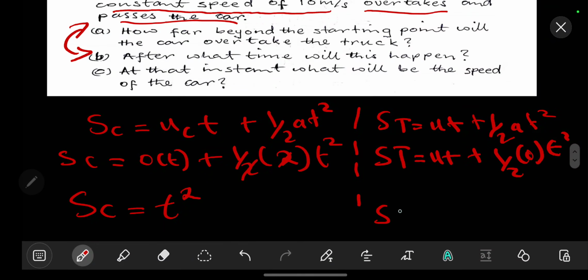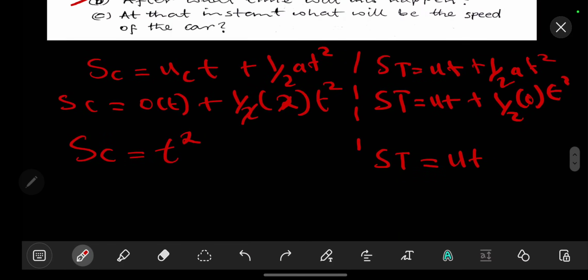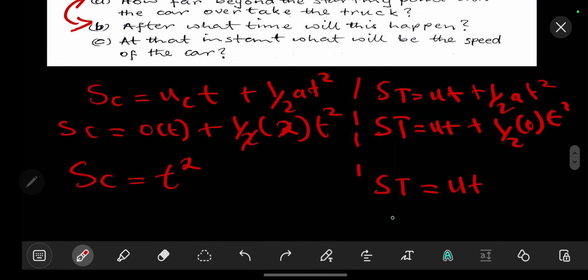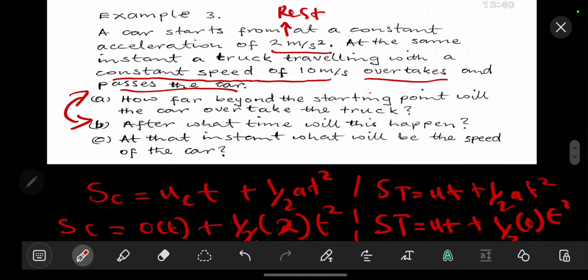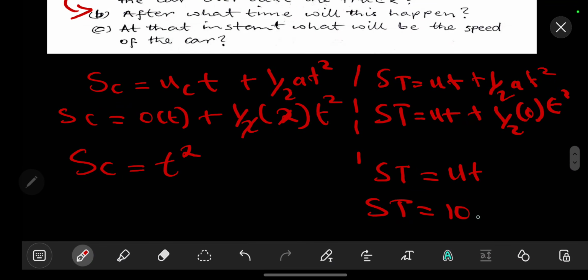So we have st, which is the displacement of the truck, should be equal to just ut, because we have a plus 0 there, which can be ignored. So this is what we have. Now, one thing that we need to know is, so we have st should be equal to, it was traveling with a constant speed of 10 meters per second. So we can put 10t like that.